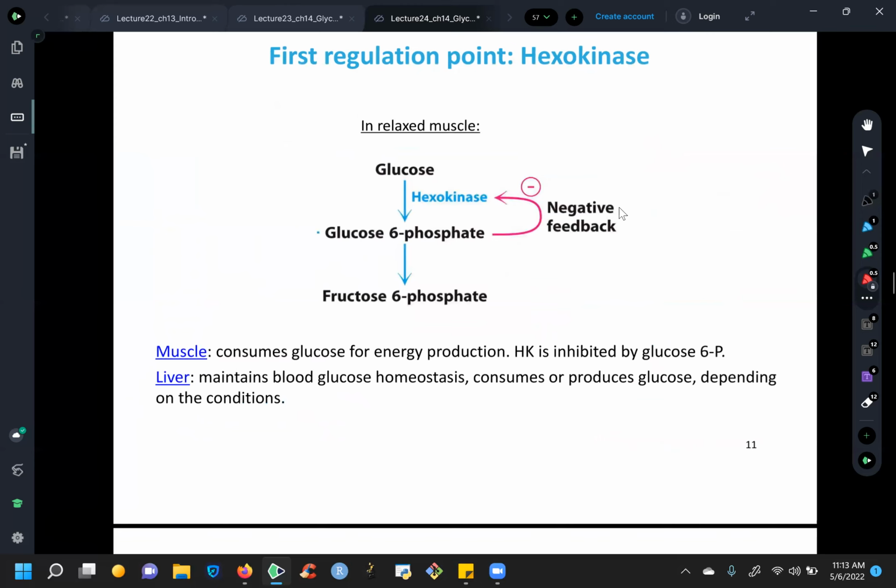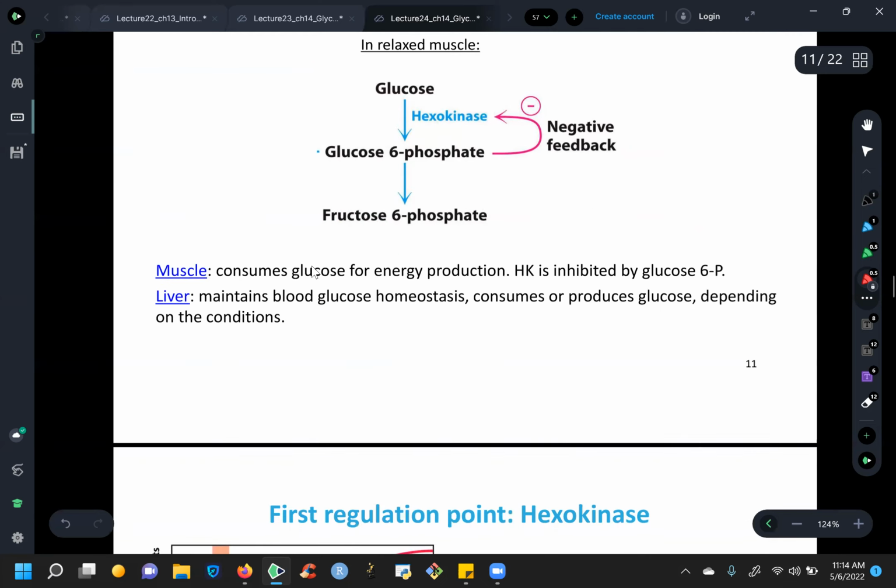First regulation point is hexokinase. We know that hexokinase is the first step in glycolysis, where you go from glucose to glucose 6 phosphate. When you have a lot of glucose 6 phosphate, there's a negative feedback and hexokinase is inhibited. Muscle consumes glucose for energy production, and hexokinase is inhibited by glucose 6 phosphate. The liver maintains blood glucose homeostasis, and it consumes or produces glucose depending on the conditions.